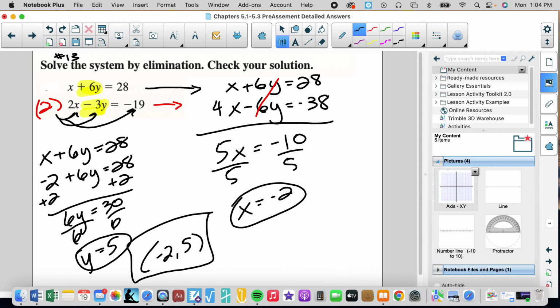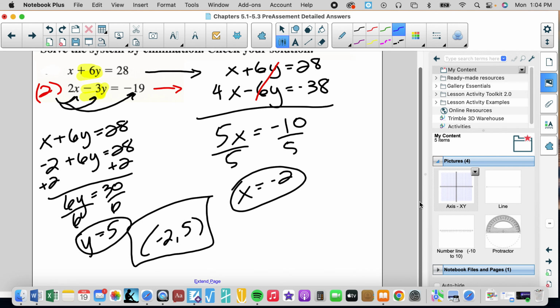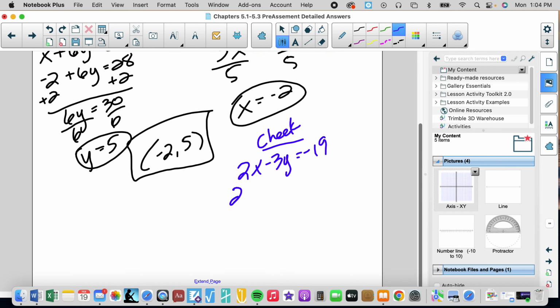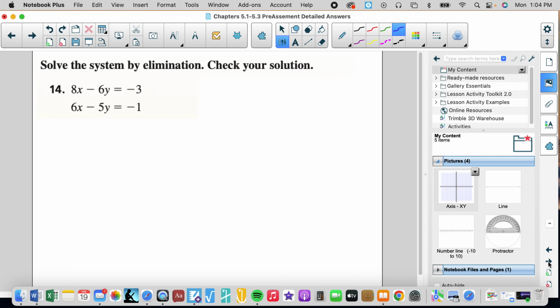I'm going to check by using the other equation, which is 2x minus 3y equals negative 19. Plug in my x value, plug in my y value. Does it equal my right side? Negative 4 minus 15. Negative 4 minus 15 is negative 19. Does negative 19 equal negative 19? It does.